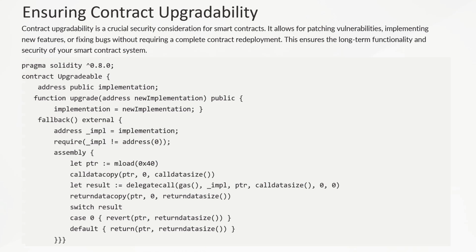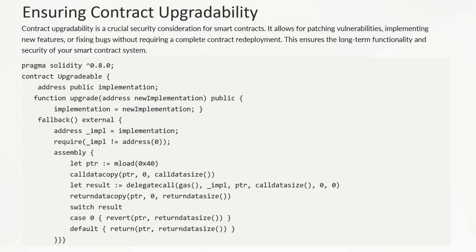Implementation is a public state variable of type address that holds the address of the current implementation of the contract's logic. The upgrade function is marked as public and allows for updating the contract logic. It takes an address, newImplementation, as a parameter, representing the address of the new implementation contract. Upon calling this function, it updates the implementation state variable with the provided new implementation address. This enables the storage of the new logic's address, effectively upgrading the contract's functionality.